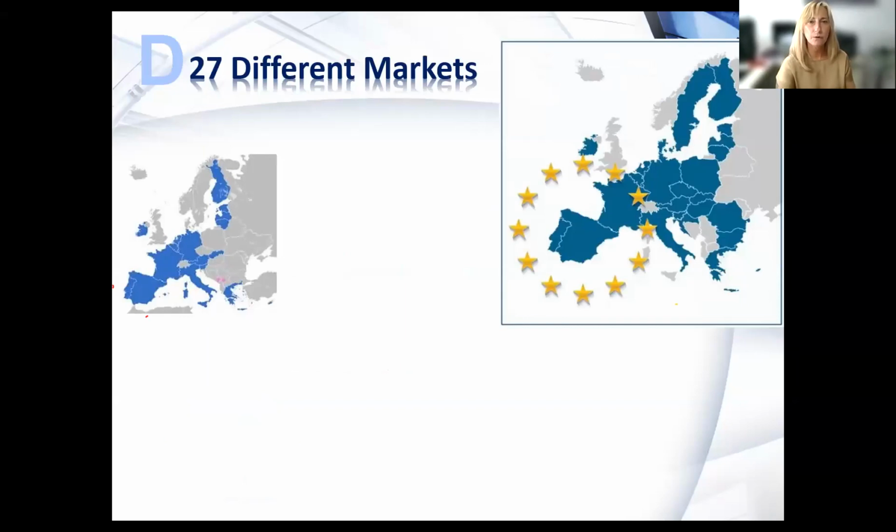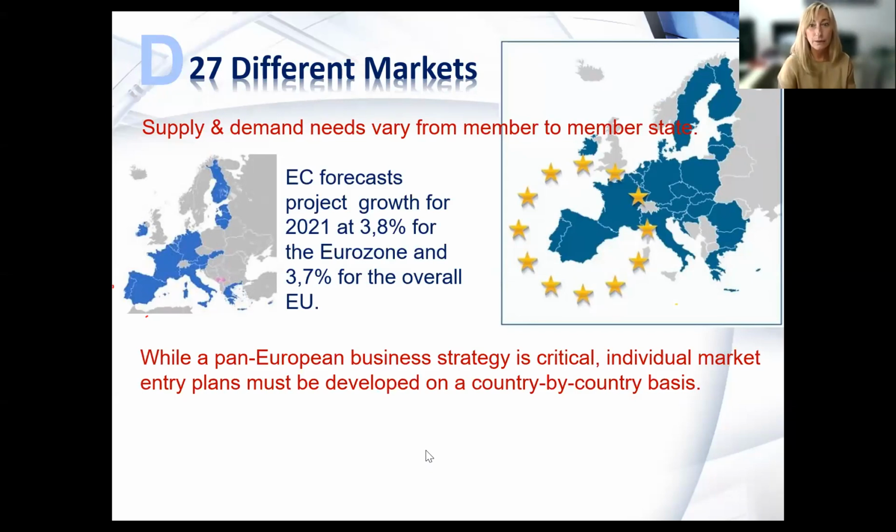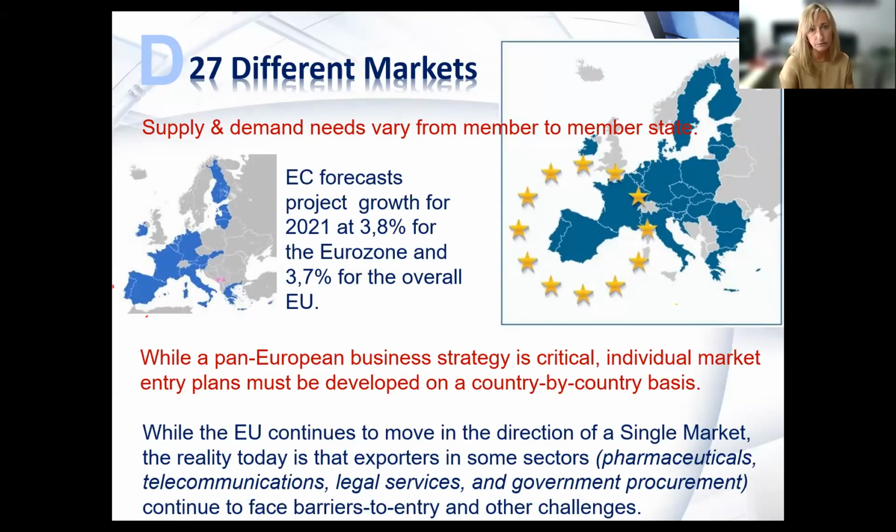Okay, so first of all, we have to be aware that if you want to export to the European Union, there are 27 different countries, okay? And all of them are different from each other, which means that supply and demand is different from member state to member state. Even if we compare the Eurozone and the European Union, the growth is also different, okay? We have different scores. So therefore, if you want to export to Europe, it is very important to develop a strategy on a country by country basis, okay? Because even though in the European Union we continue to move in the direction of a single market, the reality today is that in some sectors every country has its own rules and legislation, like in pharmaceuticals, telecommunications, legal services, government procurement, and so on, okay? So we have to be aware of these beforehand.